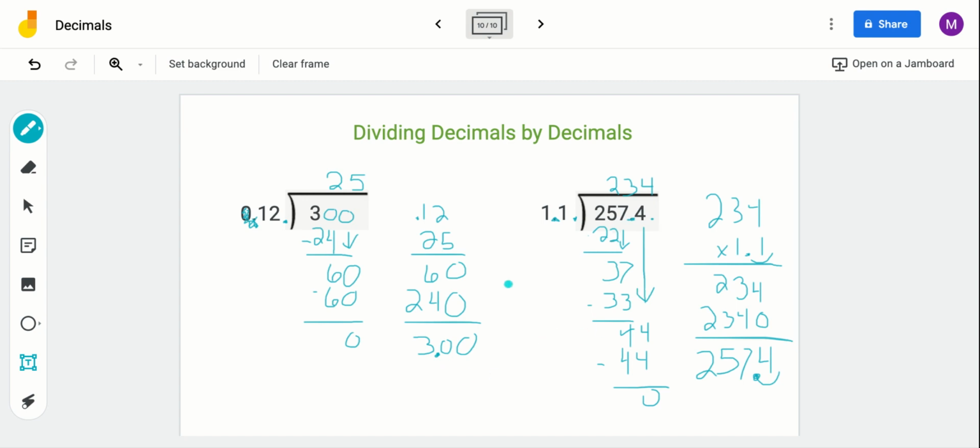And so when I am dividing using a divisor that's a decimal, I can multiply the divisor and the dividend by the same number. In this case, I multiplied them both by 100. In this case, I multiplied them both by 10. And then I can go ahead and divide that, and my answer will be correct.